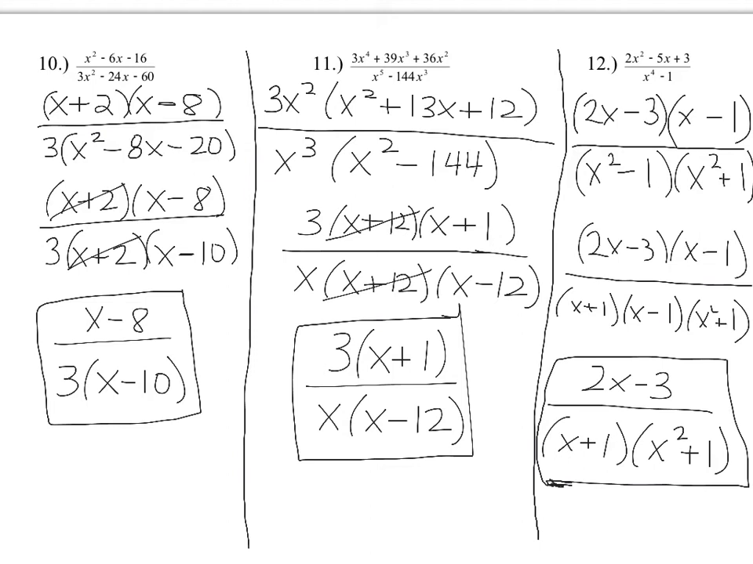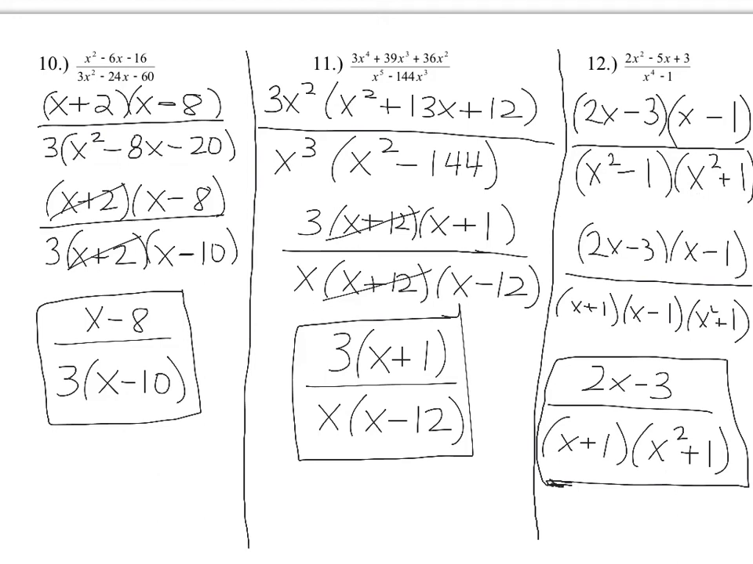Number 12 is one of those weird ones. The top, there is no GCF, but I could factor that into 2x minus 3 times x minus 1. The bottom, you may have not known what to do with this, but x to the fourth is a perfect square. 1 is a perfect square. It's a perfect square minus a perfect square. So that's going to break into a difference of squares, which would give us x squared minus 1 times x squared plus 1.